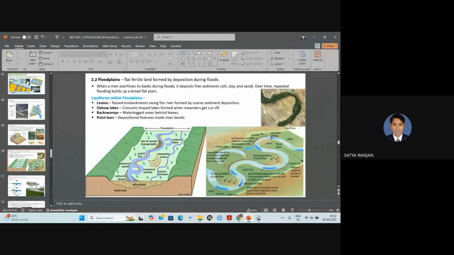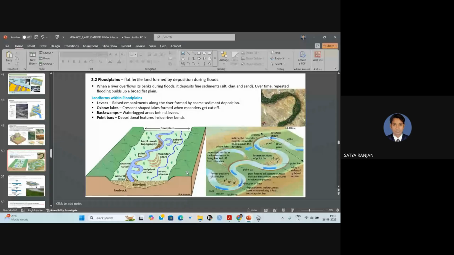Then floodplains. Basically, floodplains are found near the river because when a flood occurs in the upper areas, it exceeds the river boundary and spreads to the buffering areas, in a 500 meter or 1 kilometer buffer. These create a different landscape, and this is called a floodplain.